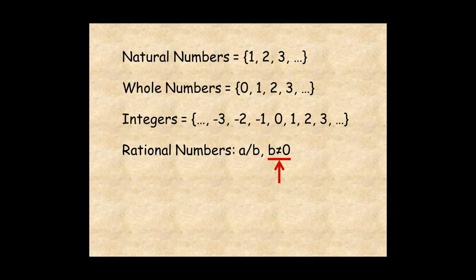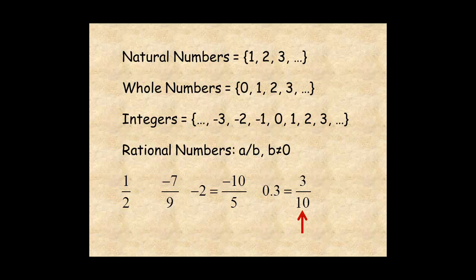Rational numbers are the set of numbers you use every day, including fractions like 1/2 and -7 over 9. Integers are also rational numbers. For example, the integer -2 can be written as the ratio of -2 over 1, or -10 over 5. Decimals are also rational numbers, since a decimal like 0.3 can be written as the ratio of 3 over 10. Finally, 0 is a rational number, since 0 can be written as the ratio of 0 over 3, or 0 over any integer.